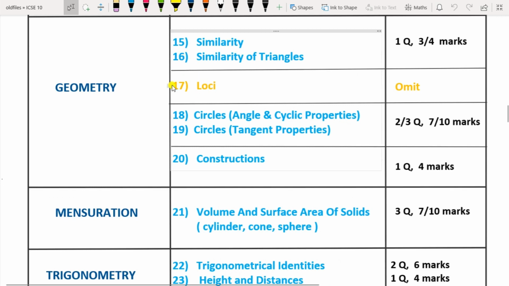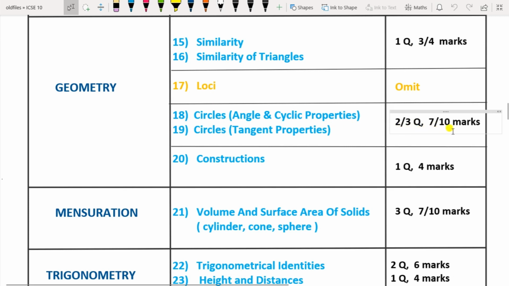Then from lesson 15 onwards it is geometry. So 15 and 16 are similarity, and one question for 3 to 4 marks can be asked. The 17th lesson is loci, that is omitted. The 18th and 19th are circles, right.